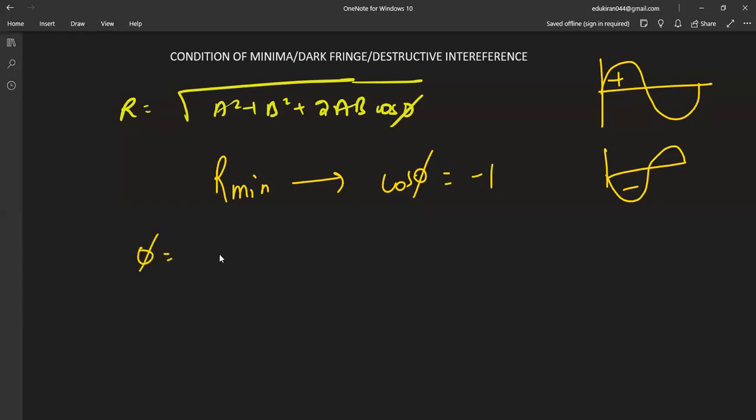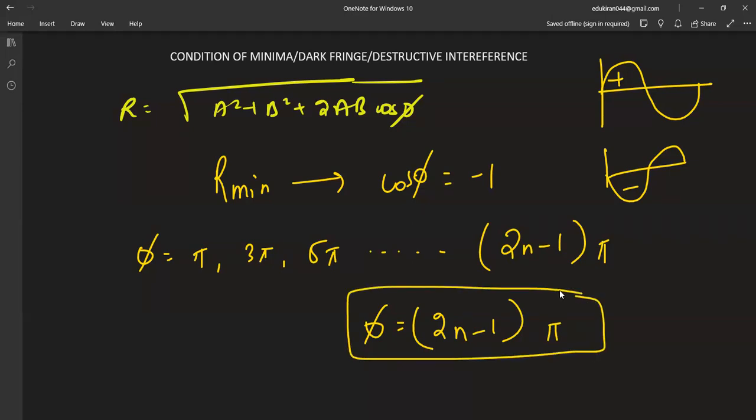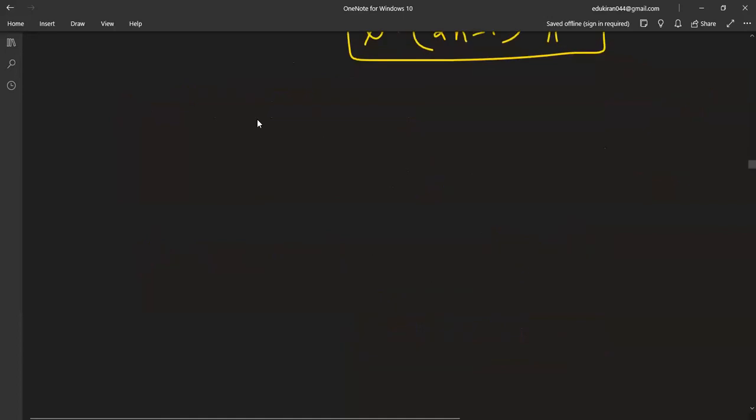So phi will be, for getting -1, you have pi, 180 degrees is also -1. You have 3 pi, cos 3 pi is also -1. 5 pi, and so on. So you can remember it as (2n minus 1) pi. So how can you remember phi for destructive interference, that is, dark fringes? (2n minus 1) pi. This is the phase difference for it. And I already told you a relation between phase difference and path difference: phi by 2 pi is equal to x by lambda.